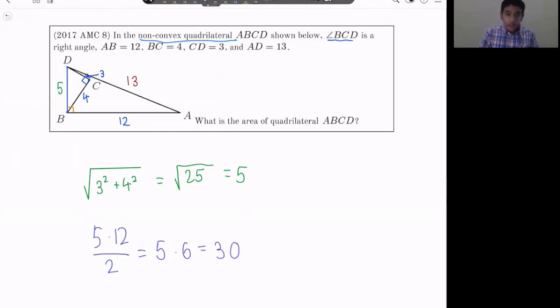The area of the big thing is 30, and now all we have to do is subtract off this area of BCD over here. And the area of that is pretty easy to calculate as well. It's just 3 times 4 divided by 2, which is equal to 6. So the area of the quadrilateral is just 30 minus 6. It's 24.